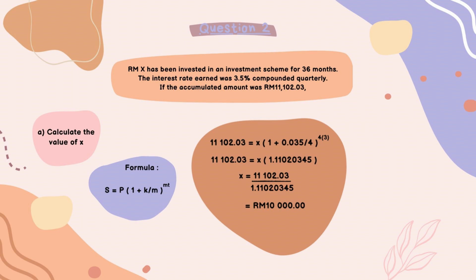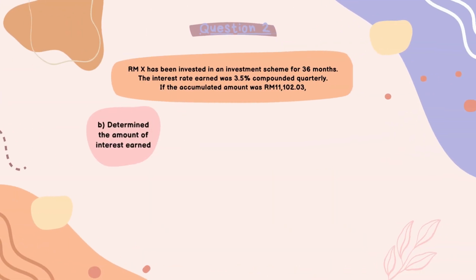So we calculate in the bracket first. So we got 1.11020345, and we switch over, so we divide 11,102.03 over 1.11020345, so we get 10k. And the next question B, determine the amount of interest earned.